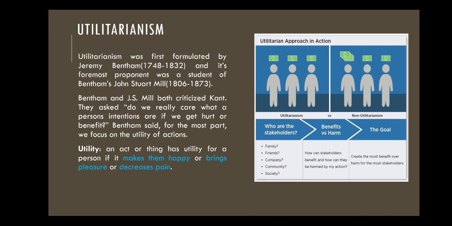So according to utility theories, people do an action after they consider the consequences of their action. In essence, this theory says when a person wants to make an action, the person will think about who are the stakeholders, who are the people that will be affected by the action, and then the person will consider the benefits and harm.